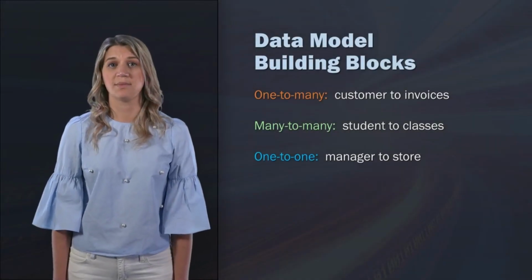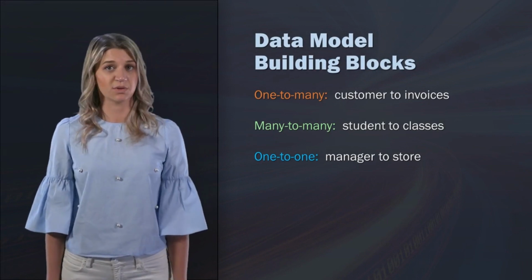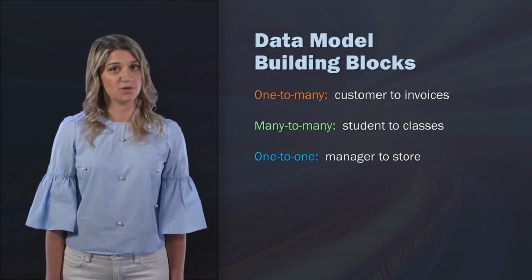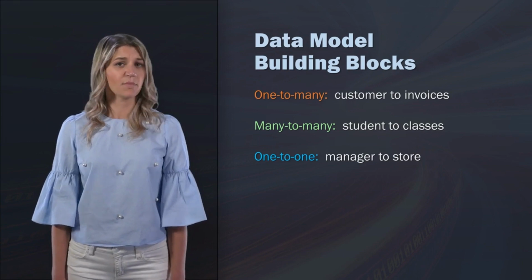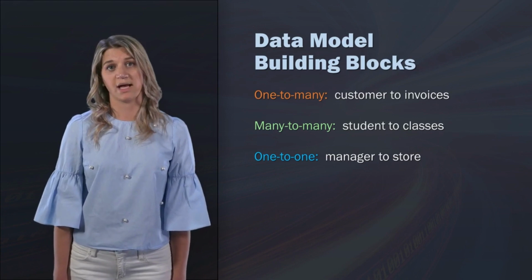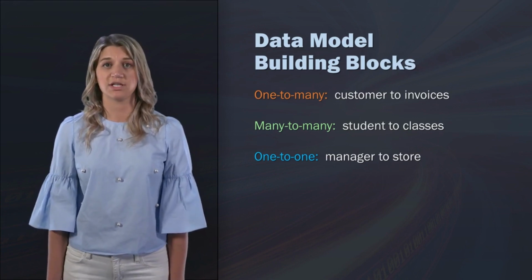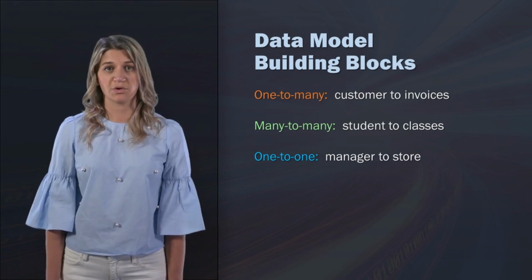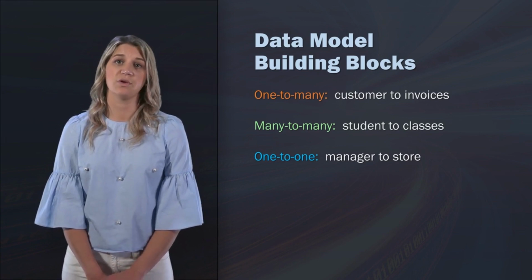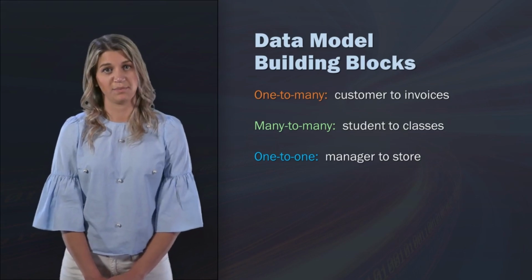If you think of a one-to-many relationship, this could be one customer that has many invoices. When you think of a many-to-many relationship, this could be an example of many students to many classes. You may have one student who belongs to lots of different classes, or you may have a class who has many different students. Then if you think of a one-to-one relationship, this is a manager to a store. Let's say you have a sporting goods store, and each of those stores has only one manager. That would be one example of a one-to-one relationship.